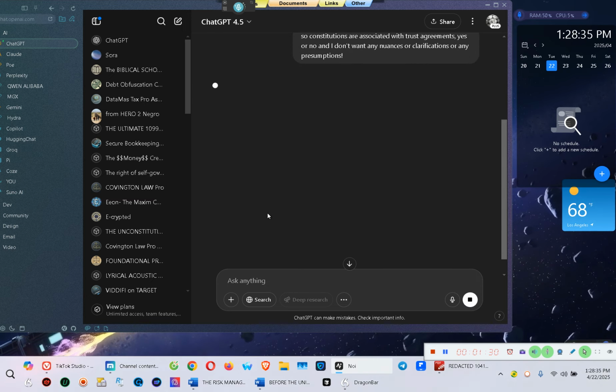Ladies and gentlemen, it said a constitution is a governing agreement. It governs the government. So the government is not the government.